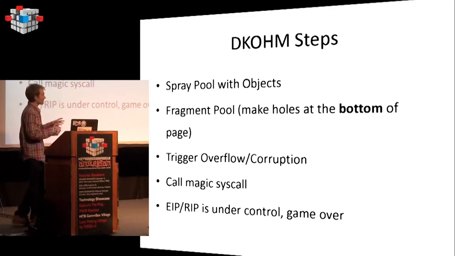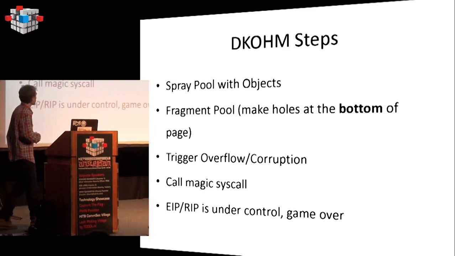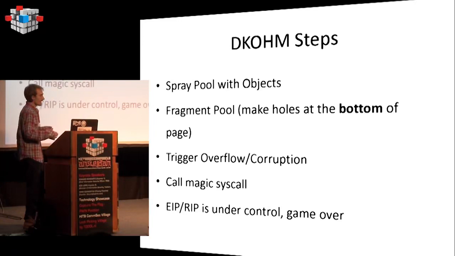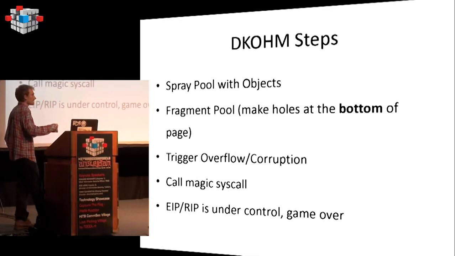Then we fragment, also called massaging, feng shui-ing the pool. Basically, we make holes at the bottom of the page, to predict where the allocation will take place. Then we actually trigger the vulnerability, overflow, corruption. Because we made holes at the bottom of the page, when the overflown chunk is freed, there will be no blue screen of death, because there are no checks of metadata. So we can free the overflown chunk and work next, call syscalls, whatever.